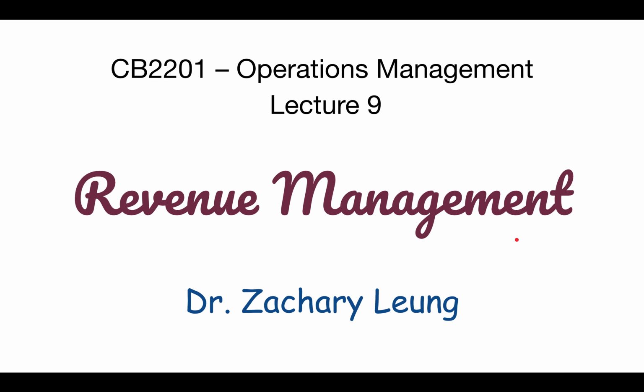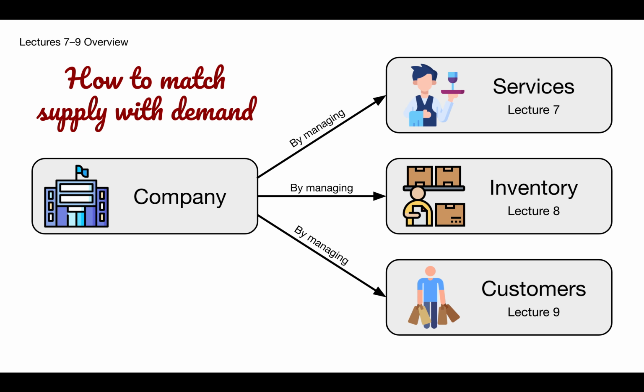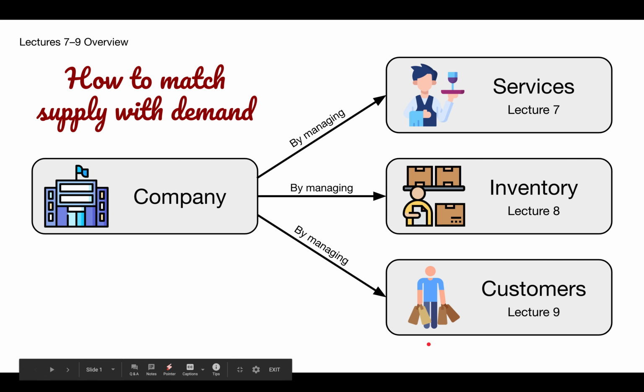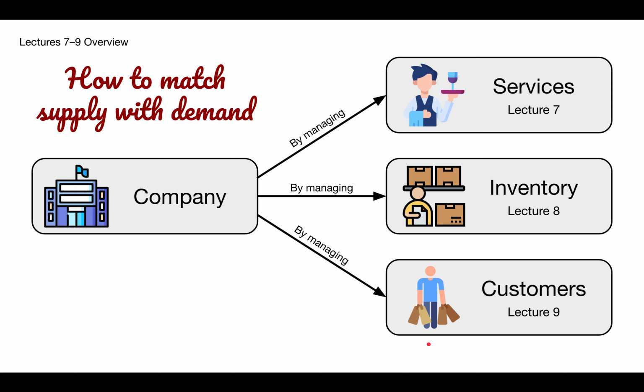In today's lecture, we'll be talking about revenue management. But before getting into the lecture, let's first take a step back to remind ourselves how this lecture fits in to lectures 7 to 9. Lectures 7 to 9 are about the topic of how to match supply with demand. In Lecture 7, we looked at managing service capacity. In Lecture 8, we looked at managing inventory levels. And in today's lecture, we'll be looking at how to manage the customer arrivals, especially by manipulating the prices and managing the product availability.